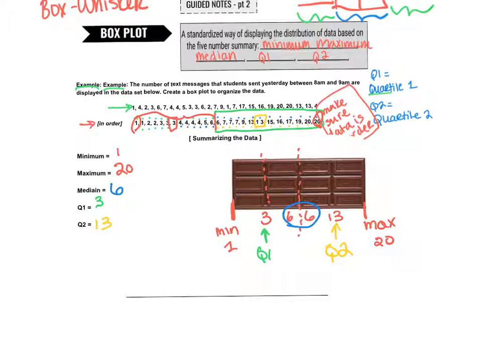Okay, so let's draw this box and whisker plot. I'm first going to number my number line. So I'm going to go 1 to 20.